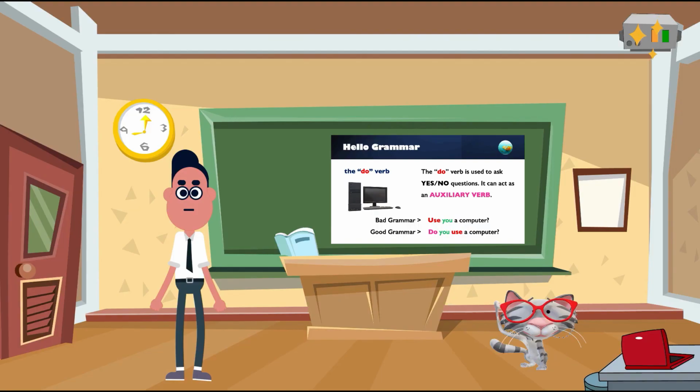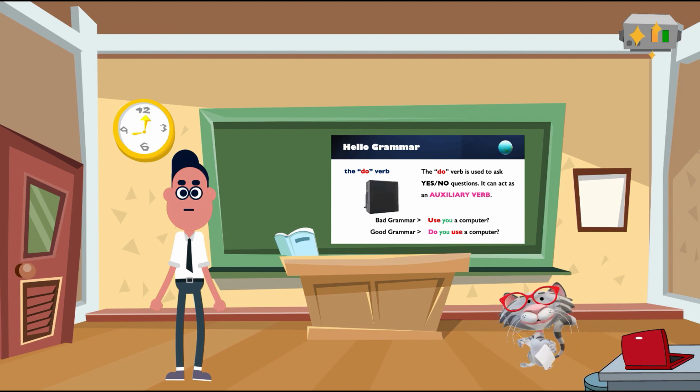So in the grammar this time, as we mentioned, we're dealing with the do verb. The do verb is used to ask yes/no questions, and it can act as an auxiliary verb. Bad grammar: use a computer. Good grammar: do you use a computer? When we want to make a question sentence, we have to use the auxiliary verb do before the subject. And then we can have a good grammar sentence.